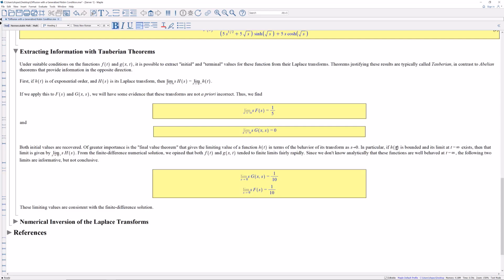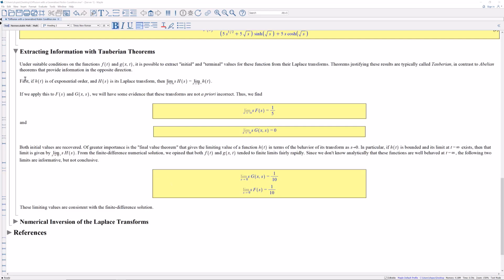Well, h has to be bounded, and its limit at t equals infinity has to exist. Then that limit is given by the limit as s goes to 0 from the right of s times the transform. And that's what we've done here. s goes to 0, s g, s f, and each of these final values is 1/10. And when we can somehow invert the Laplace transforms, if the limiting values as t goes to infinity for these two functions are the 1/10 that we see here, we have some confidence that we're on the right track and we're doing things correctly.